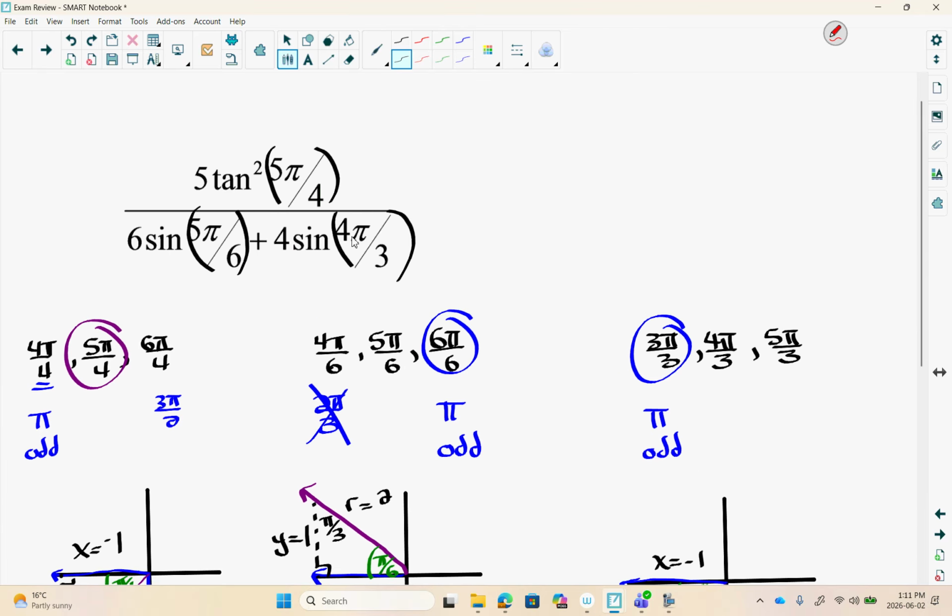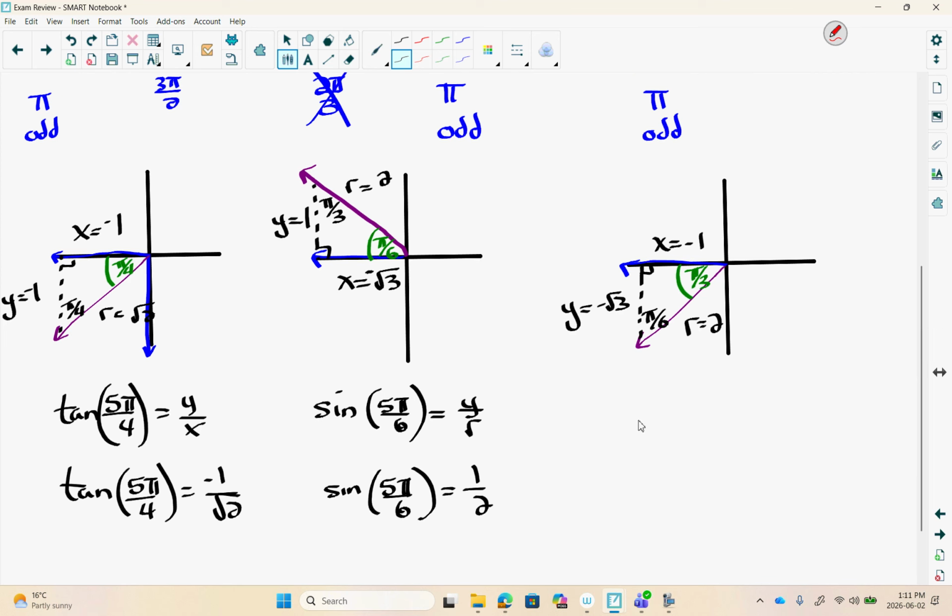And then it's sine of 4 pi over 3. So once again, when it comes to solving, it's the opposite over the hypotenuse, or the y value over the r value. And that's going to equal negative root 3 over 2.